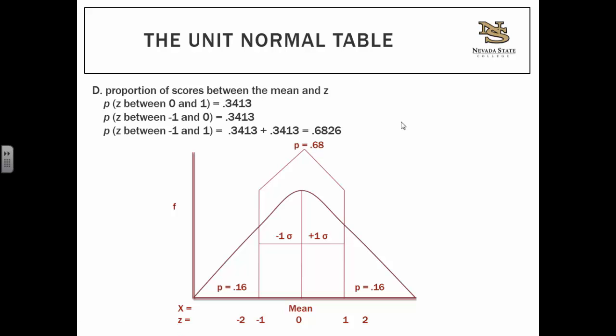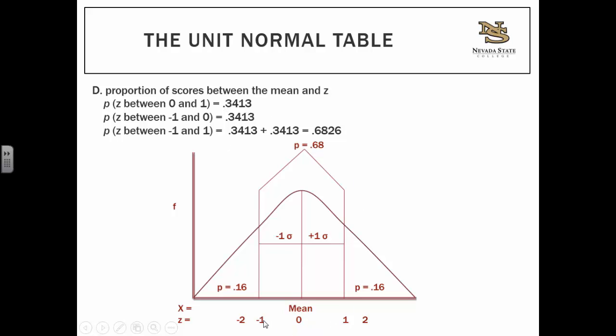So now if you're still looking at a z-score of 1 in the table, and you're interested in the proportion of scores between the mean and z, well, you can look at this. Between the mean, which has a z-score of 0, and a z-score of 1, you have 0.3413 as the proportion of scores. So if you calculated the z-scores for all your scores, 34.13% of those scores would have a z-score between 0 and 1.